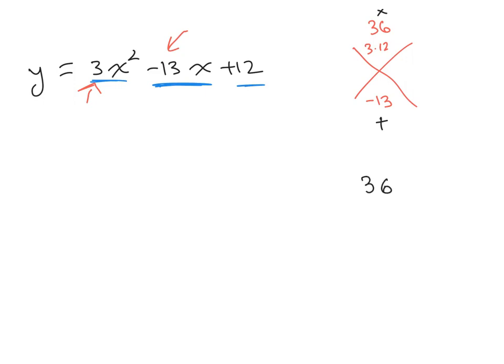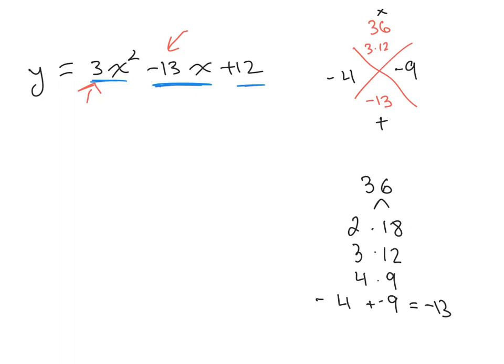So 36, we can think about 2 times 18, but that won't work with 13. We can think about 3 times 12, but that won't work with 13. What else is there? 4 times 9. Okay, now we're getting somewhere. 4 times 9 is 36. And if you think about -4 plus -9, that equals -13. So voila, we found our two numbers, -4 and -9.